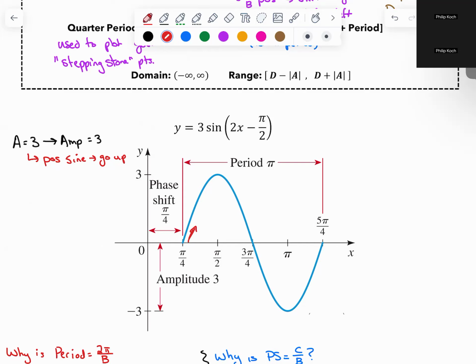Then your b value is 2, which means your period is equal to 2 pi divided by b, which is 2 pi divided by 2, which is pi. And I guarantee you, if you look at this, take the difference between pi over 4 and 5 pi over 4. The difference between those two numbers is 4 pi over 4, or pi, 1 period.